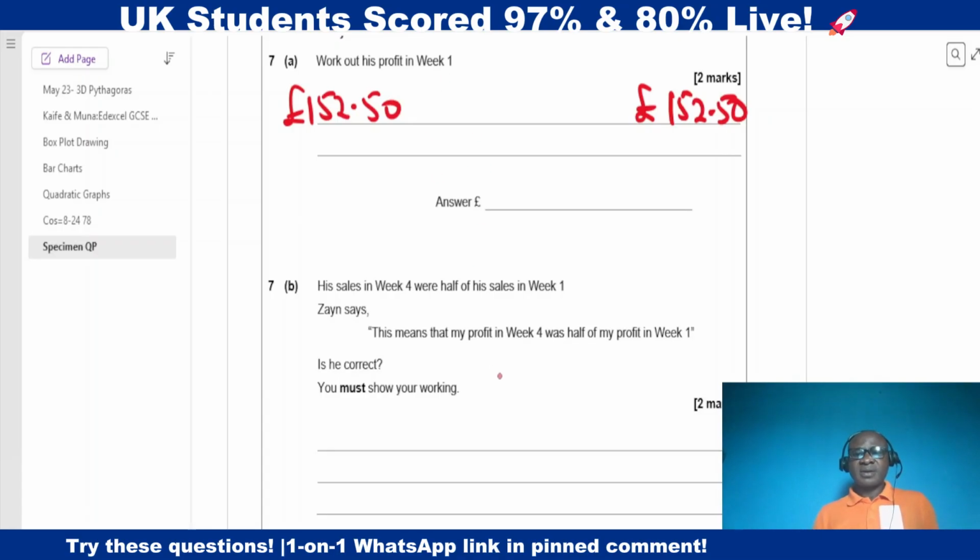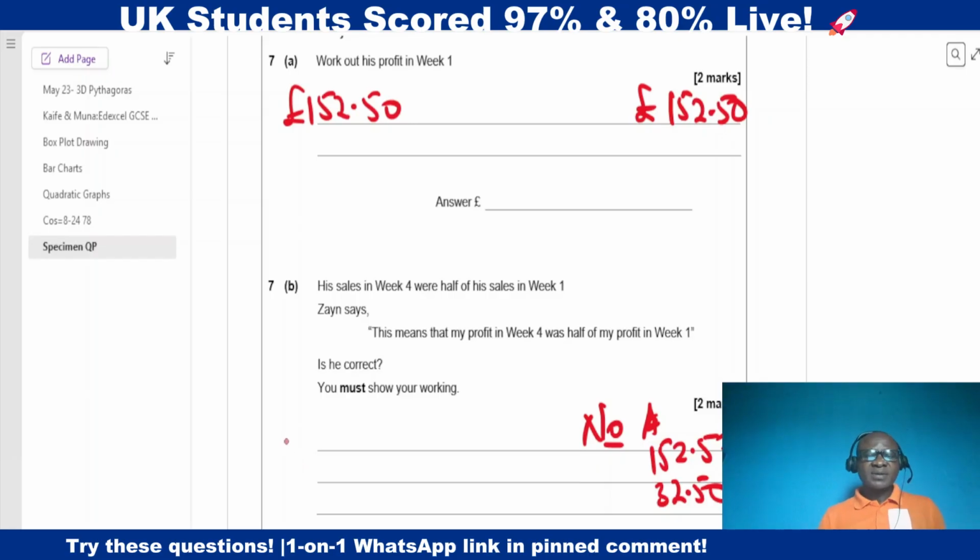I know it's not correct. Tell me why you said no using values. His profit in week 1 is 152.50, and the profit in week 4 is 32.50. Please say it again so I can take note. Okay. Kaipe, what is your answer to number 7B?